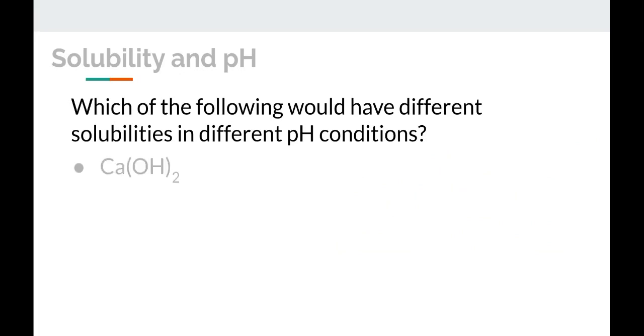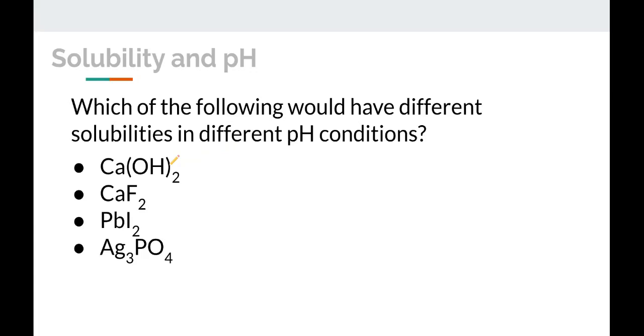So let's think about some different species that are dissolving. These are partially soluble salts, and which ones would have different solubilities in different pH conditions. Here's one option: calcium hydroxide, calcium fluoride, lead iodide, and silver phosphate. The only one that's going to be affected by pH is the one that has hydroxide ion in it.